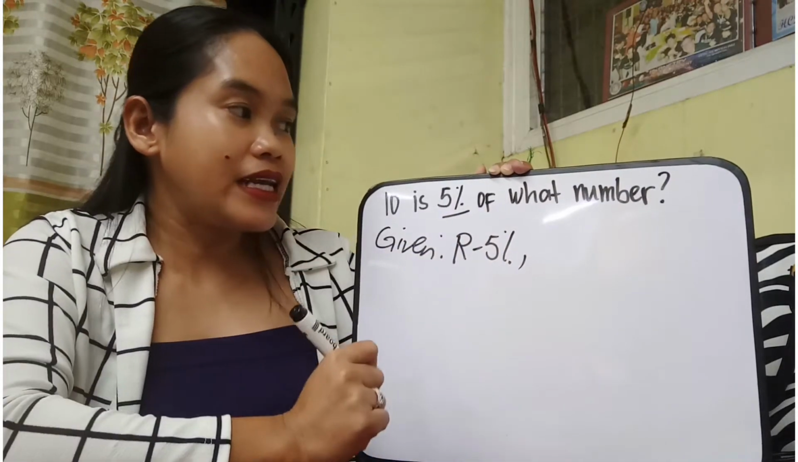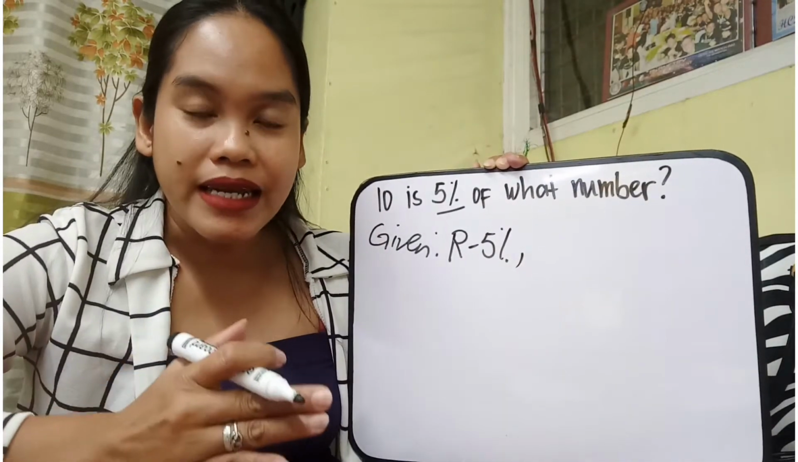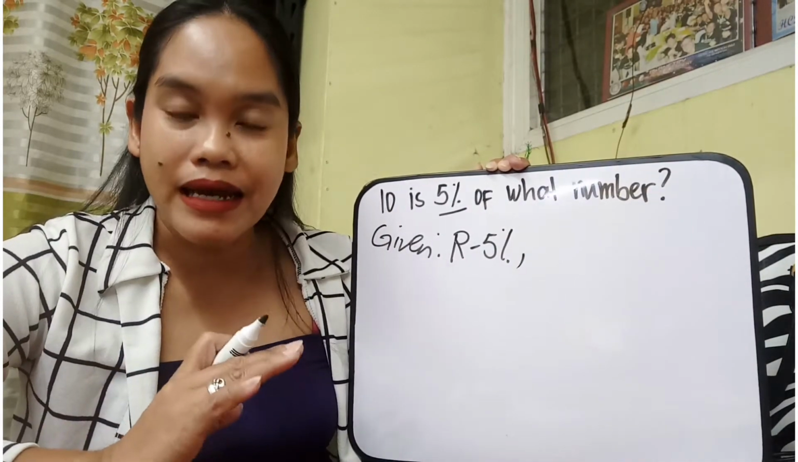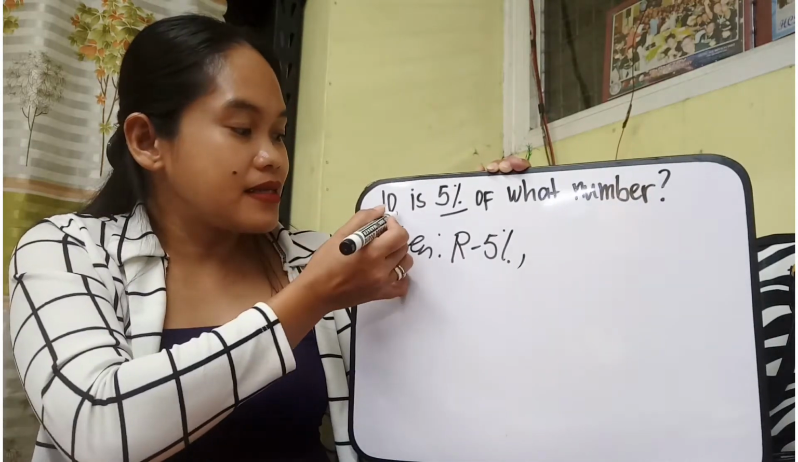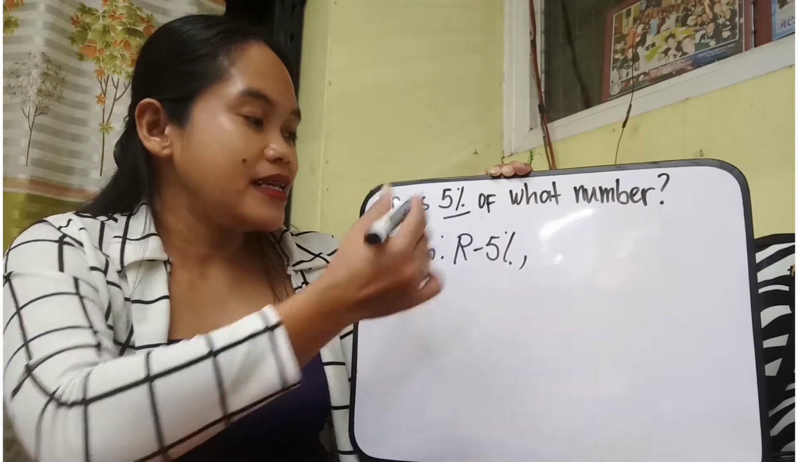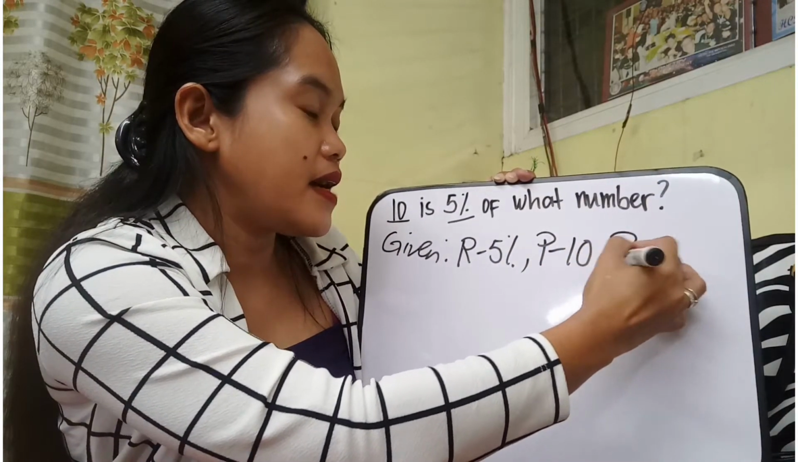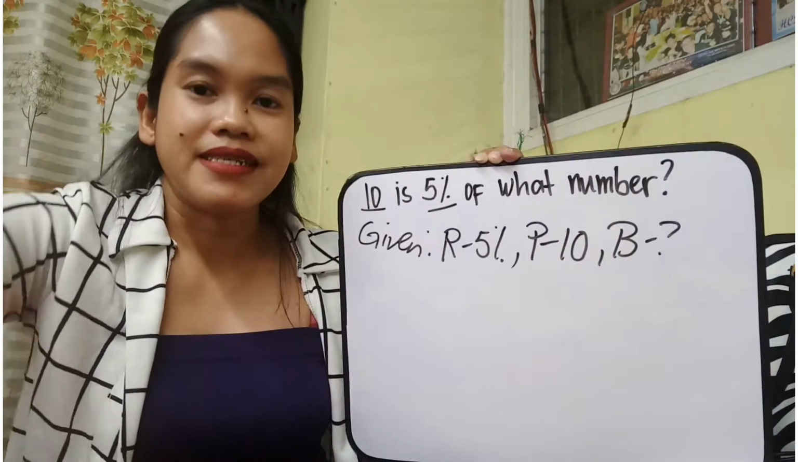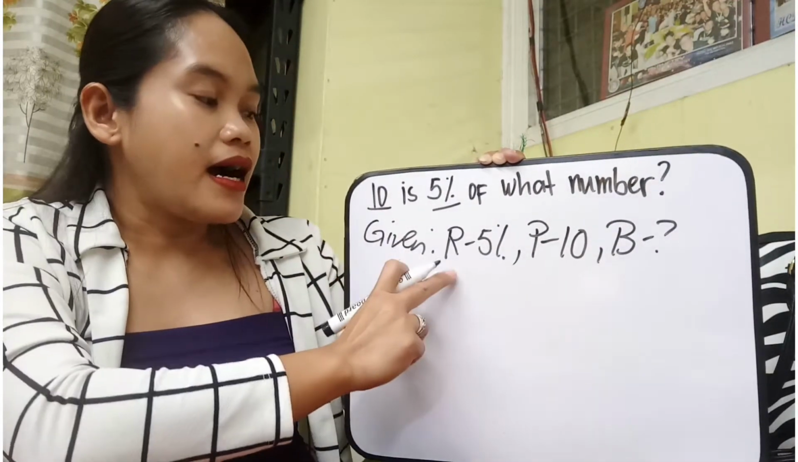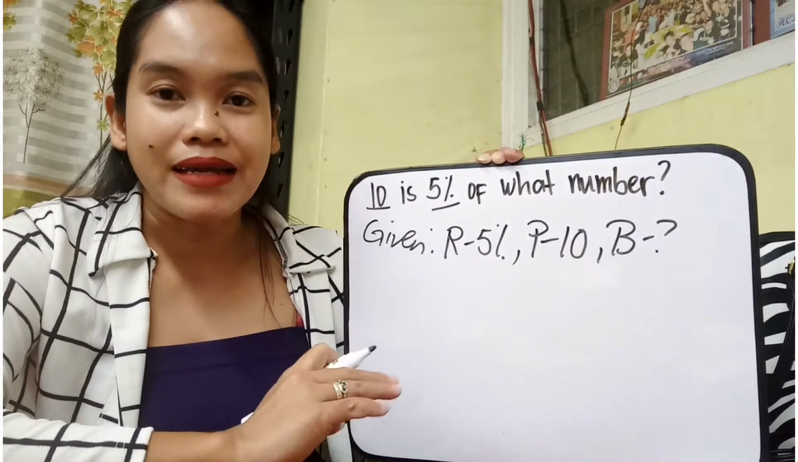And, ano yung hinahanap natin? Ang hinahanap natin is ang kabuuan or yung whole. So, ibig sabihin, ang hinahanap natin is base. And, ang ating 10 is parte ng ating base na ating hinahanap. So, si 10 is ang ating percentage. Ang given natin is rate is 5%, ang ating percentage is 10, and ang ating base yung ating hahanapin.